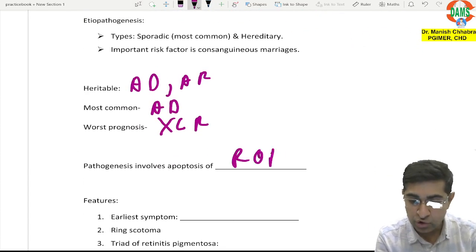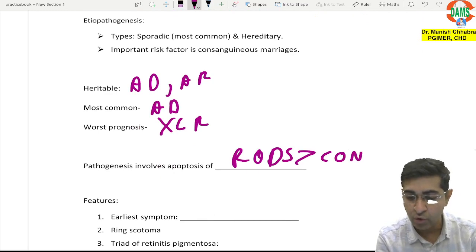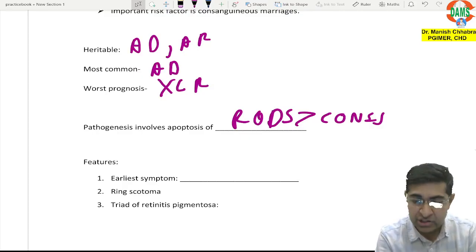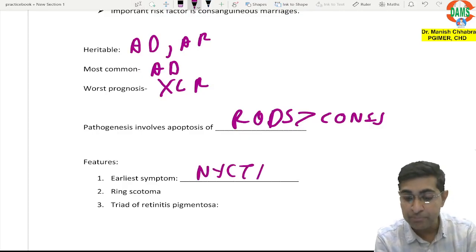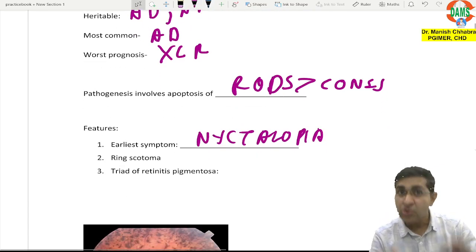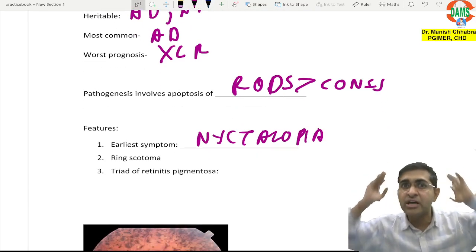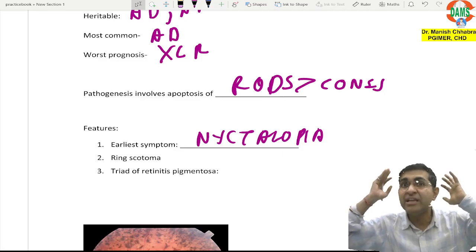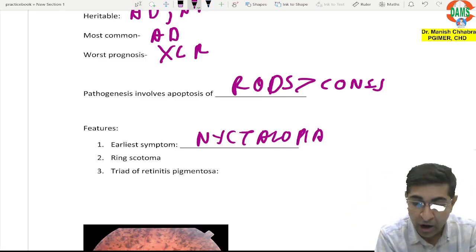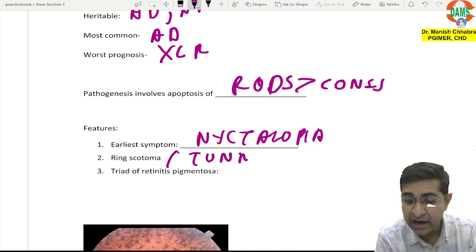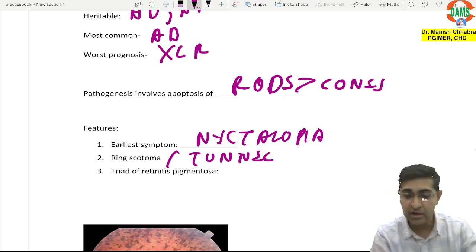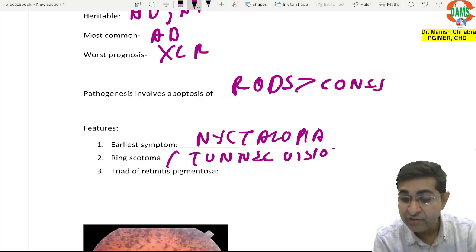Now, as I told you, there is involvement of rods followed by cones. So the earliest symptom in this disease will be nyctalopia, difficulty in night vision, night blindness. Because the rod cells are involved first, they lie at the periphery. As a result, the patient will have a ring scotoma, or you can even say in advanced stages, because the vision loss will be from periphery to central, there will be tunnel vision.